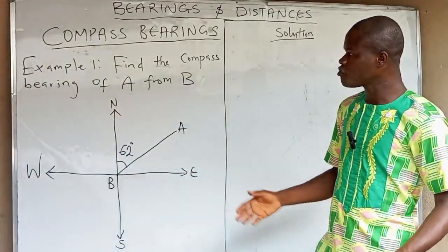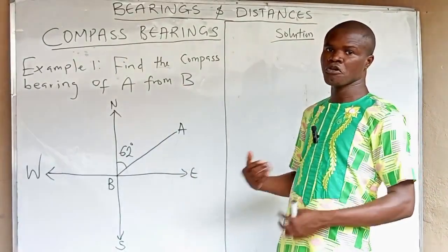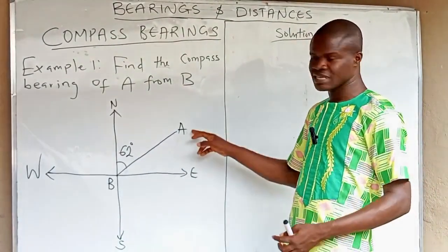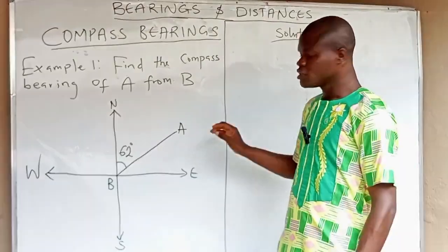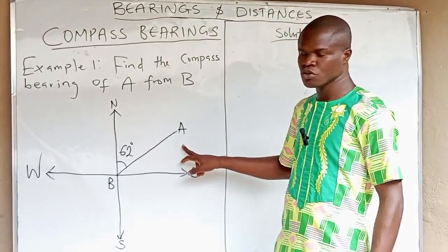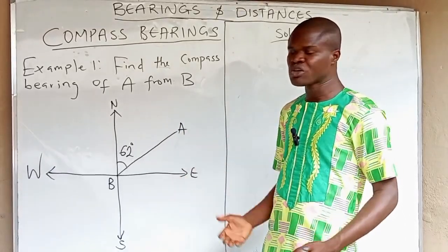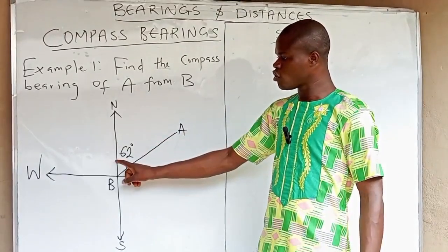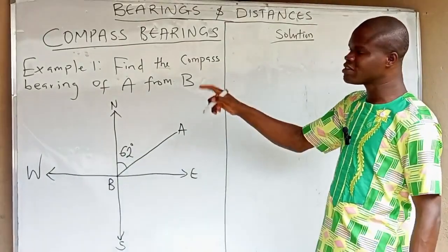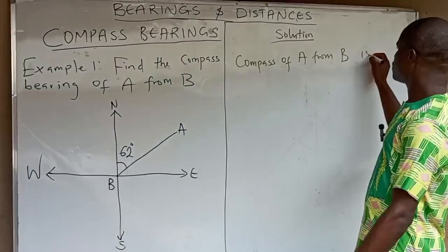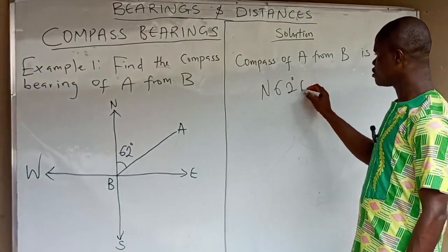In question number 1, we are asked to find the compass bearing of A from B. So the bearing of A from B simply means that the object is at A, but we are starting to measure the compass bearing from B. Since the object is in the northeast direction, and remember, if an object is in the northeast direction, we take our measurement from the north. From the north, the angle between the north and the object is 62 degrees. Then our compass bearing of A from B is north 62 degrees east.